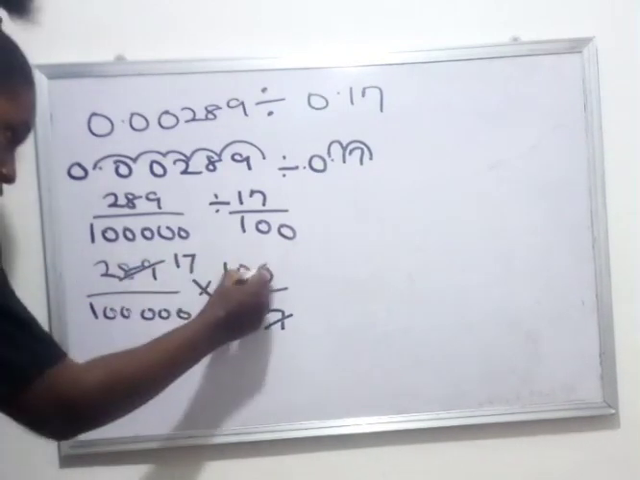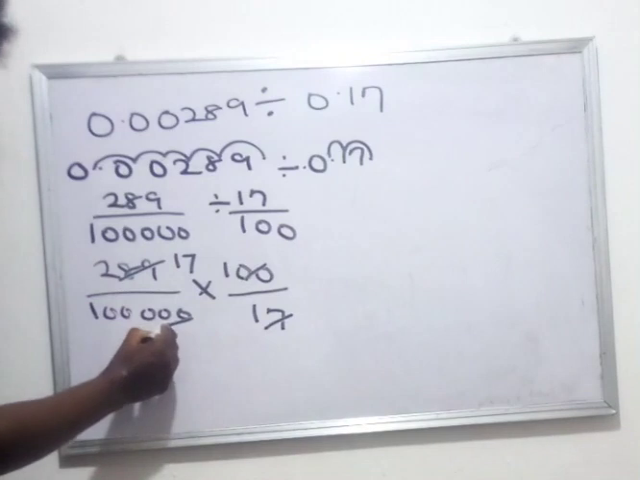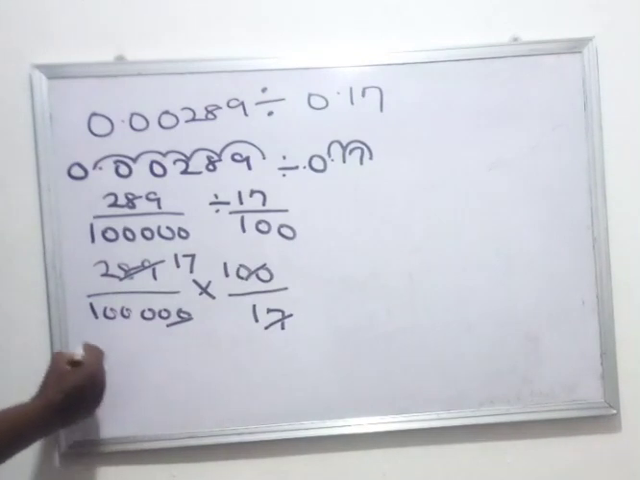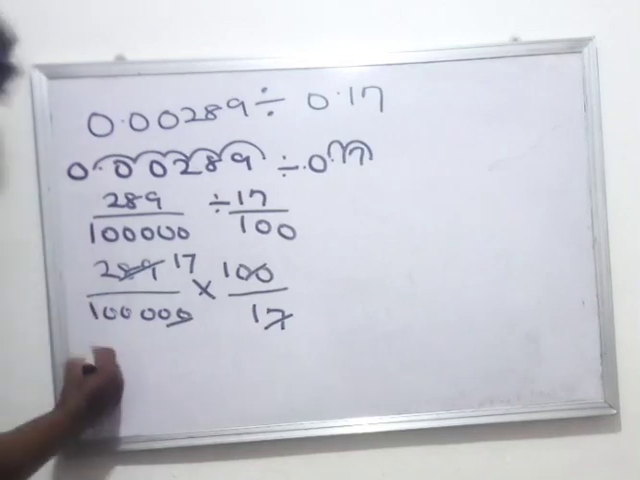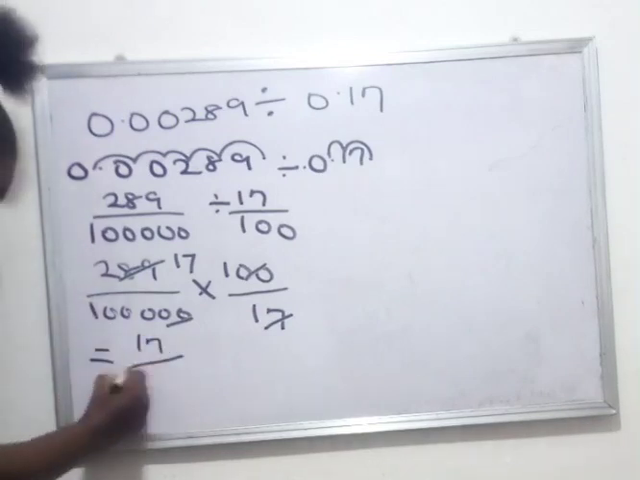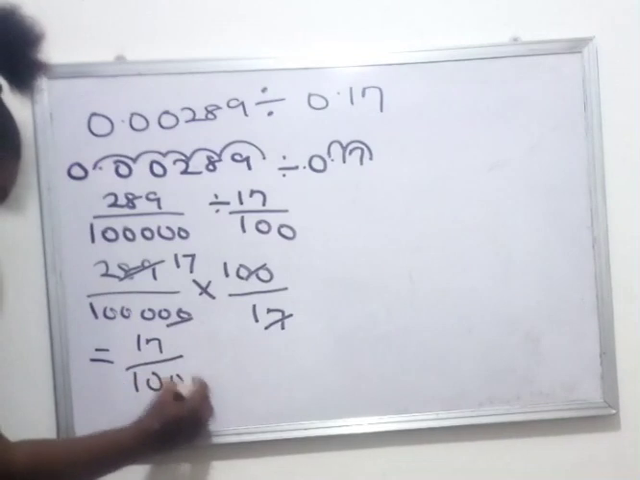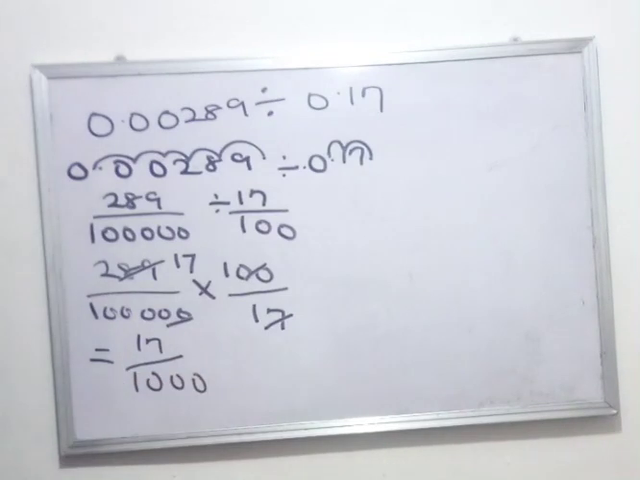Then these 2 zeros cancel 2 zeros down here. So we are left with 17 over 1,000. 17 over 1,000. Now, how do we write this in form of a decimal number?